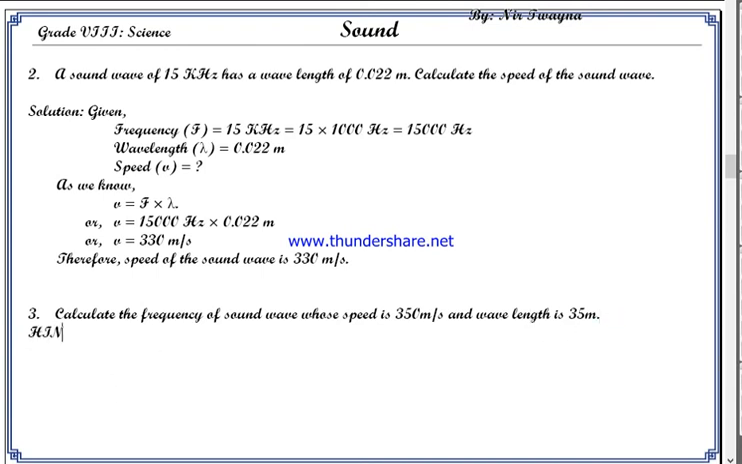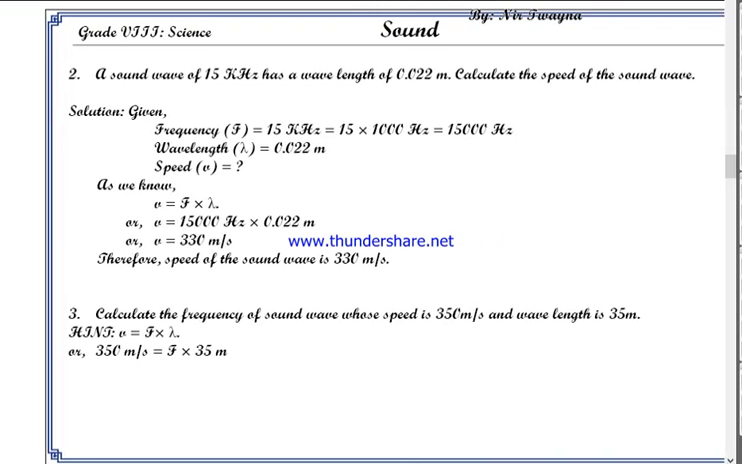Let me give you just a hint. You would use the formula V equals F into lambda. In the previous question you did not put the value of V, but now you know the value of V. Put the value of V. 350 meter per second equals F, which you do not have, and lambda you have, 35 meter. Now can you cross multiply it or not? Yes, you can cross multiply.